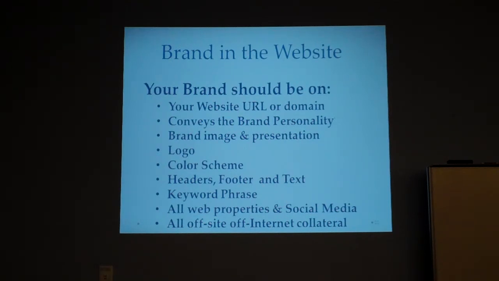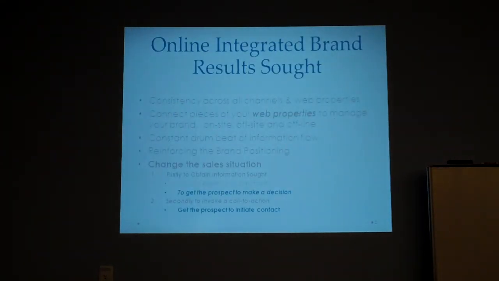When I say web properties, these are independent locations that have URLs that may be connected to your website or your web presence. Certainly, any of the collateral, if you have a sales flyer, you want it to have the same colors, the same look and feel as your website, okay? So that people look at it, they're familiar with it.